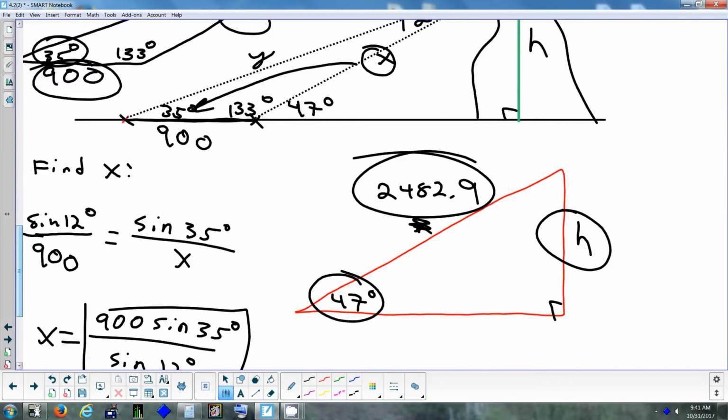Yep, H is opposite. And what about the 2,482.9? Adjacent. It's across from a 90, so it's the hypotenuse. Right, hypotenuse. So what trig function has opposite, which is H, and hypotenuse, which is 2,482.9? Is that sine?